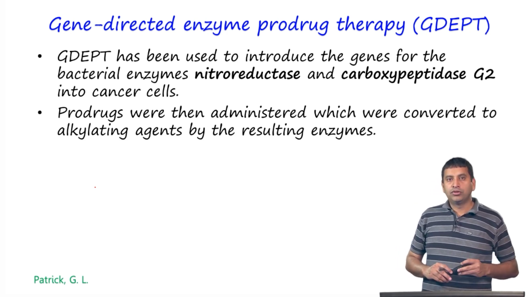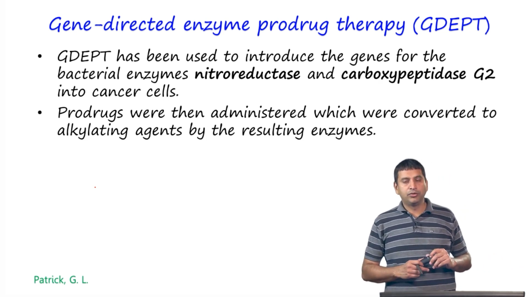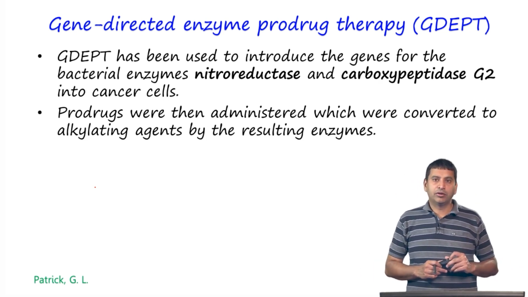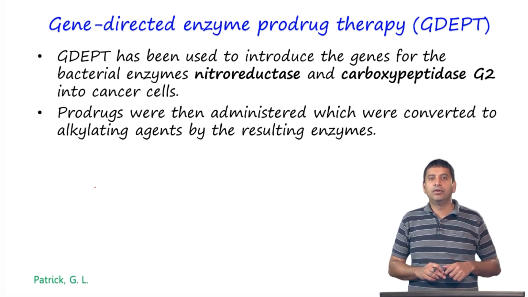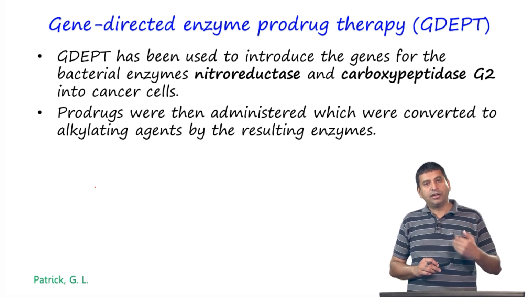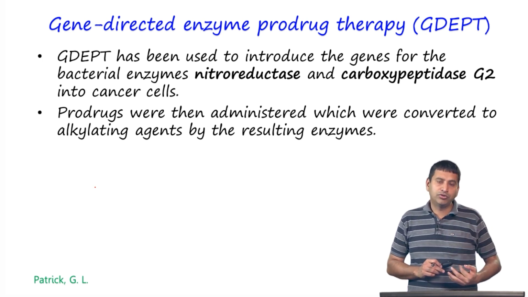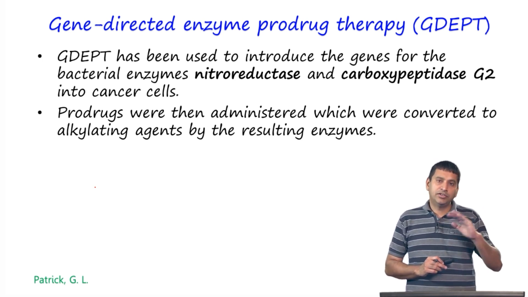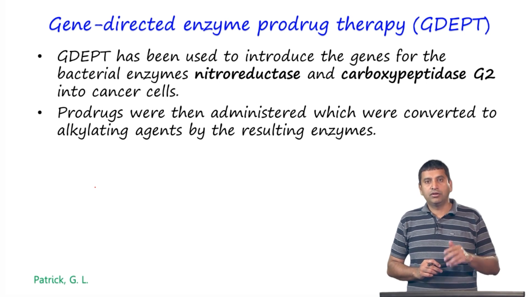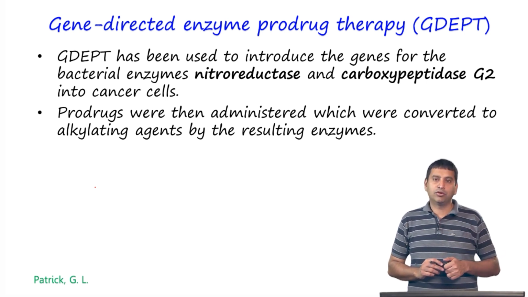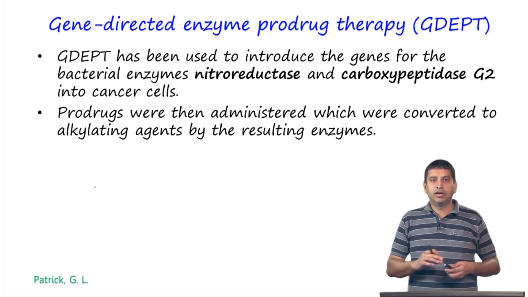GDEPT has been used to introduce genes of bacterial enzymes such as nitroreductase and carboxypeptidase G2. We have already looked at these two enzymes previously. Here the nitroreductase enzyme or carboxypeptidase is produced only in the cancer cell, and since the basal level of reduction is not going to be very high in the case of nitroreductase, or cleavage of the peptide bond is not going to be very efficient in the case of carboxypeptidase G2, this will produce only the active drug in the tumor cell.